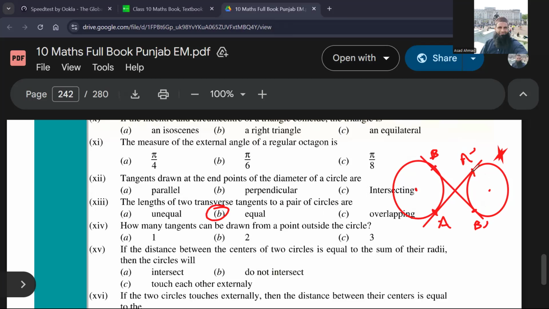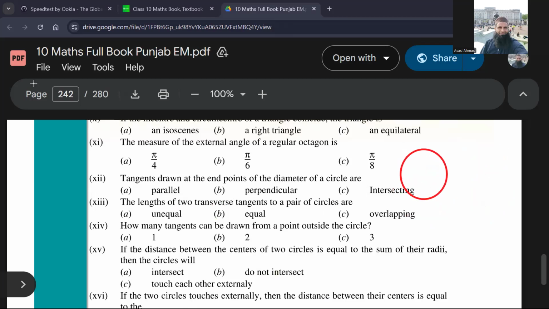How many tangents can be drawn from a point outside the circle? Two tangents can be drawn from a point outside the circle. So if you have a circle like this one, then you can draw two tangents from a point outside the circle, like it will be a case like this one. So if P is a point, O is the center, then two tangents P to A, P to B can be drawn.